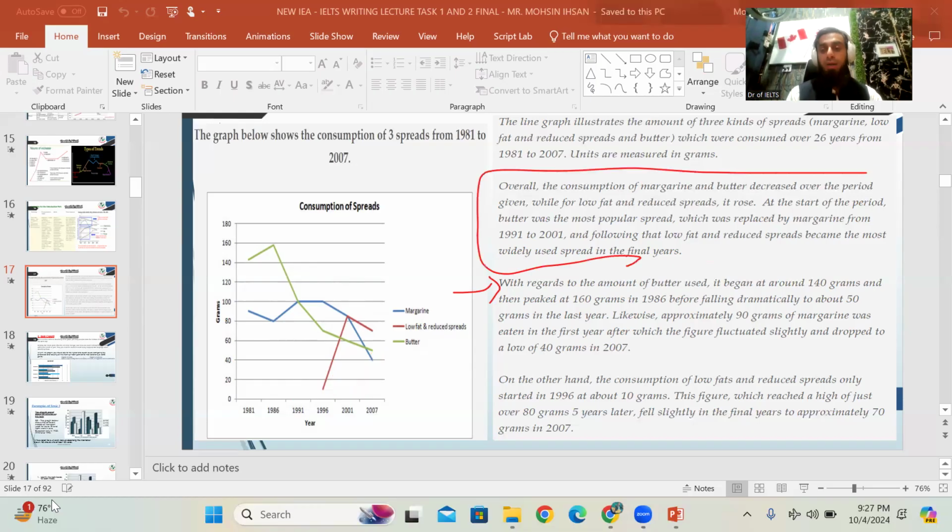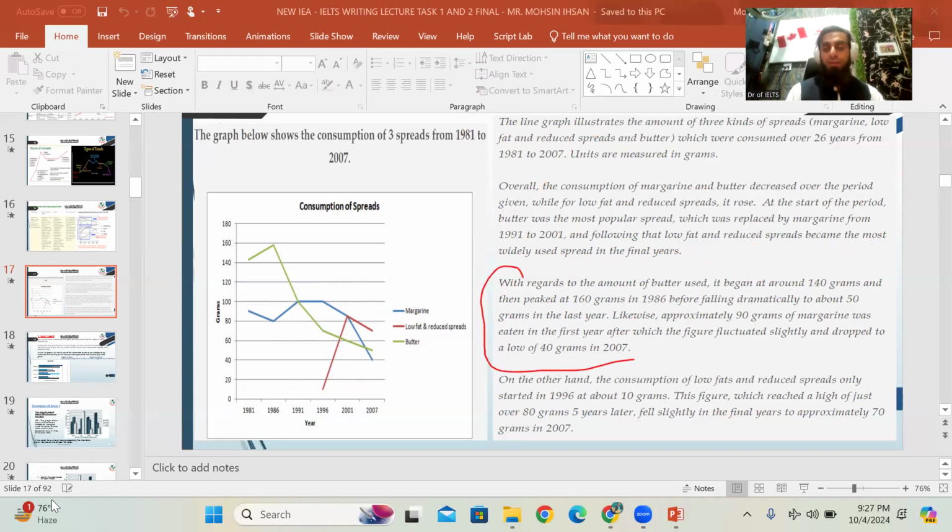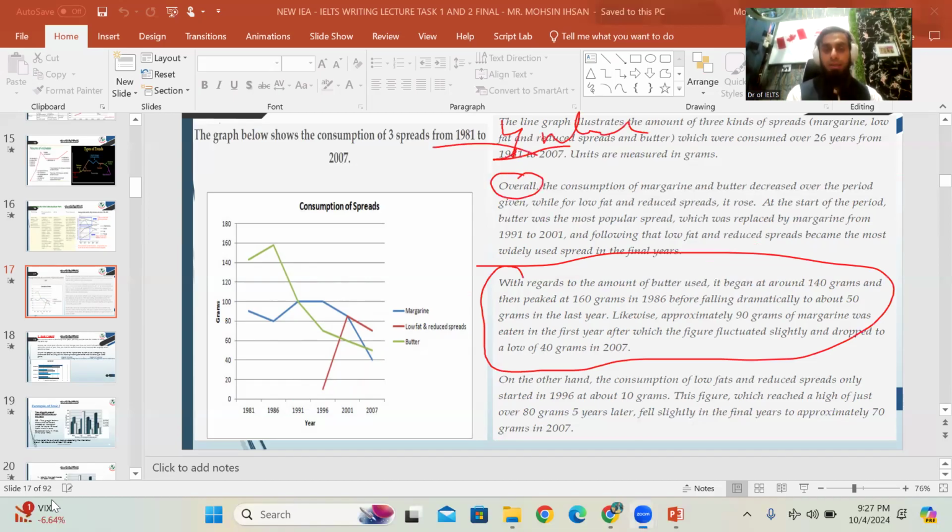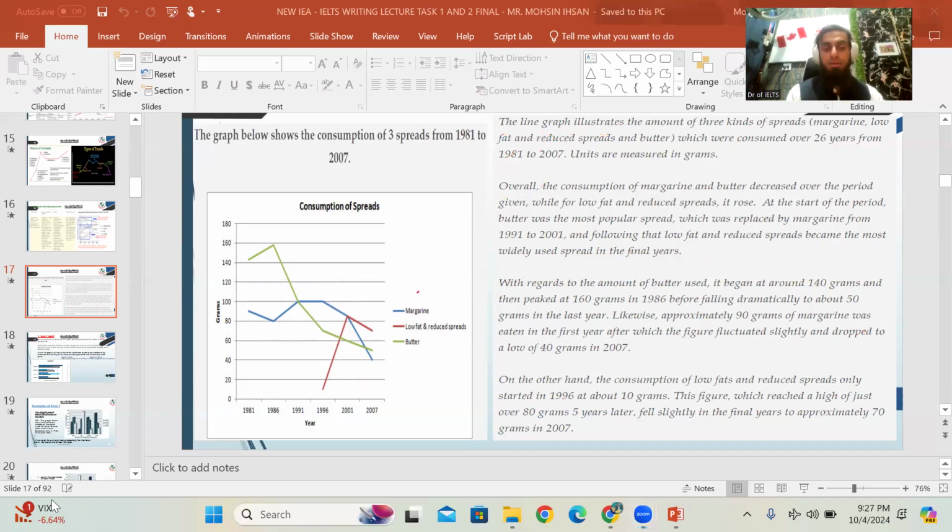Okay. So this is the overall overview. For overview, we write overall. Now, in the third paragraph, that is called comparison. Introduction, overview, and then the third one is comparison. In comparison, we compare three lines.